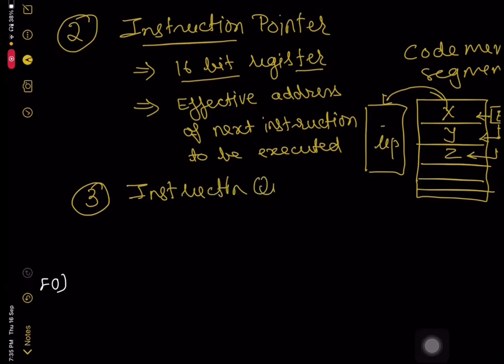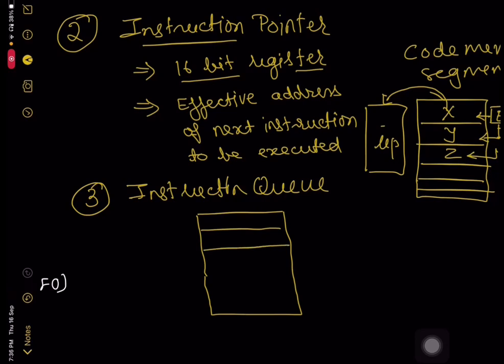Instruction queue is the assembly of 6 registers. It has 6 registers, 6, 5, 4, 3, 2, 1, which are of the format first in, first out.